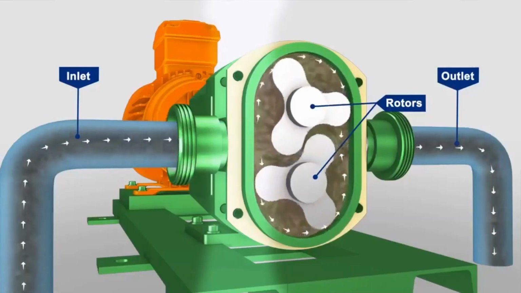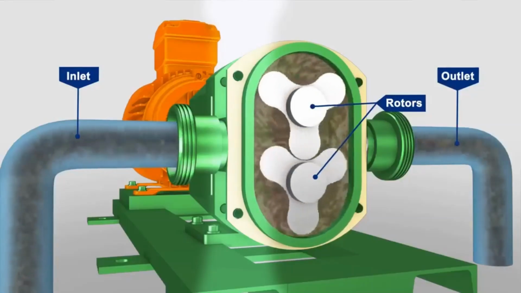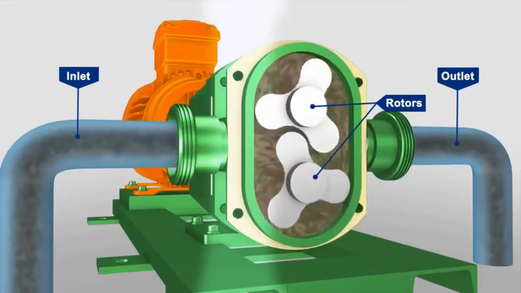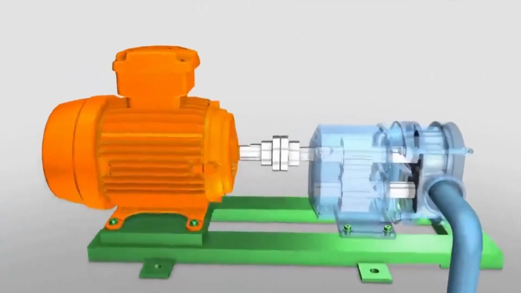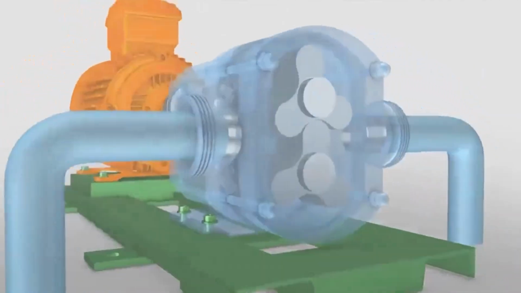Unlike gear pumps, however, neither the number of lobes nor their shape permits one rotor to drive the other, and so all true lobe pumps require timing gears.